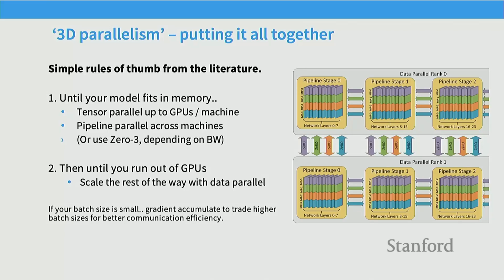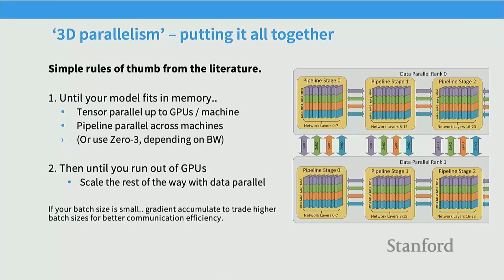So the first thing you have to do is fit your model and your activations in memory. If you don't do that, you just cannot train. So this is a requirement. Until your model fits in memory, we have to split up our model. So we're going to do tensor parallelism, and we know that up to the number of GPUs per machine, that's very efficient, very fast. So we're going to do tensor parallel up to that point. After that, depending on your desire to deal with pipeline parallel and or your bandwidth constraints, you're either going to use ZeRO-3 or pipeline parallel across the machines, until you can fit your model in memory.